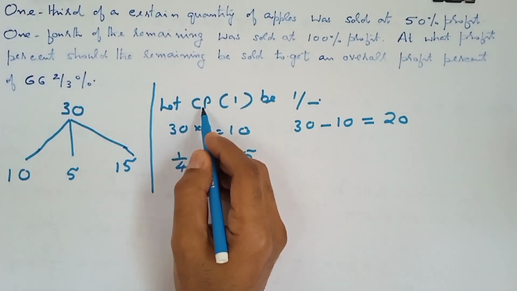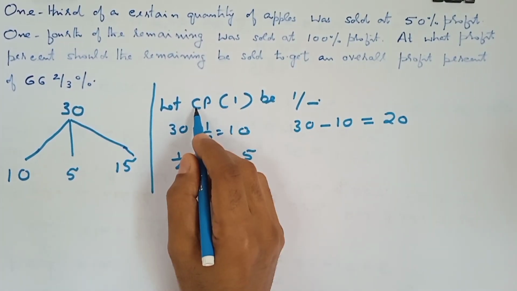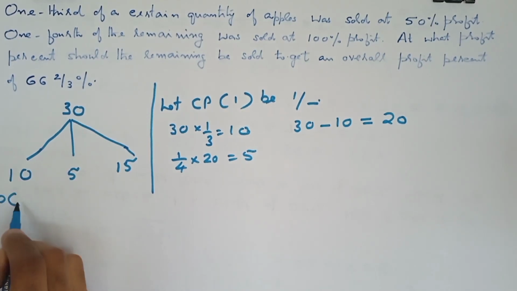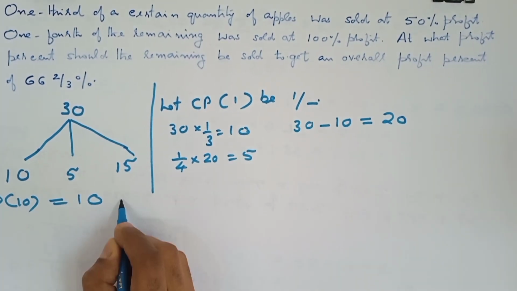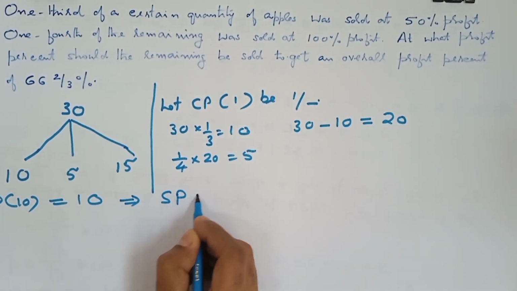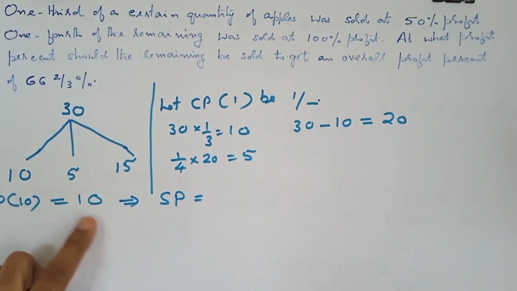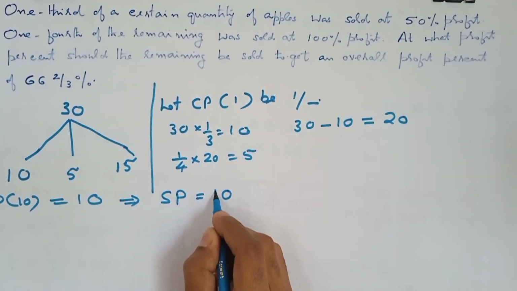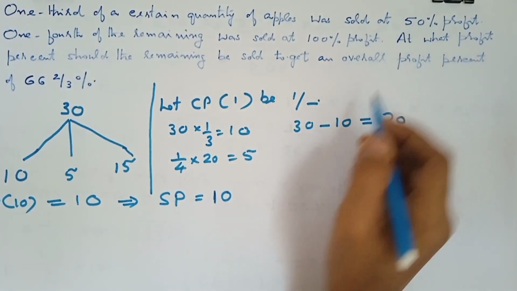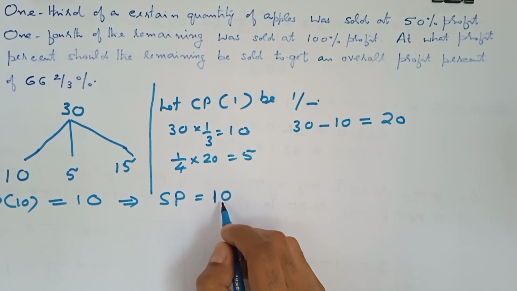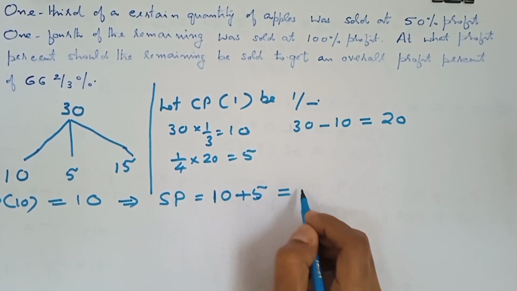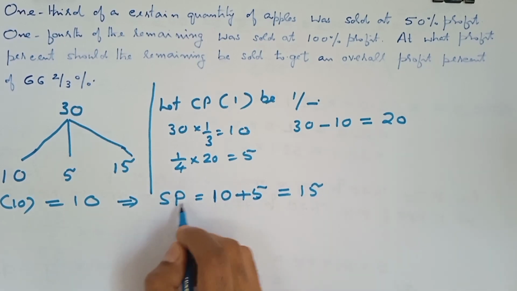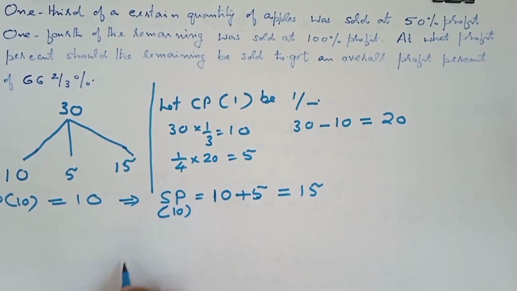Now, on the basis of this assumption of one apple CP being 1 rupee, CP of 10 apples will be 10 rupees. What will be the selling price of 10 apples? Selling price will be cost price into 1.5, 50% profit. Otherwise also 50% profit means what they want is 50% of 10 as profit, which is 5 rupees. So you can write this way also, 15. This is the SP of 10 apples.